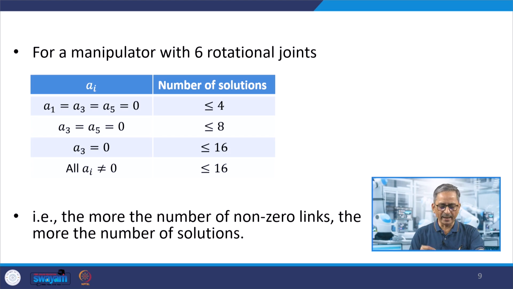Here is some data for a manipulator with 6 rotational joints. If 3 link lengths are 0, then you are going to have a number of solutions less than or equal to 4.